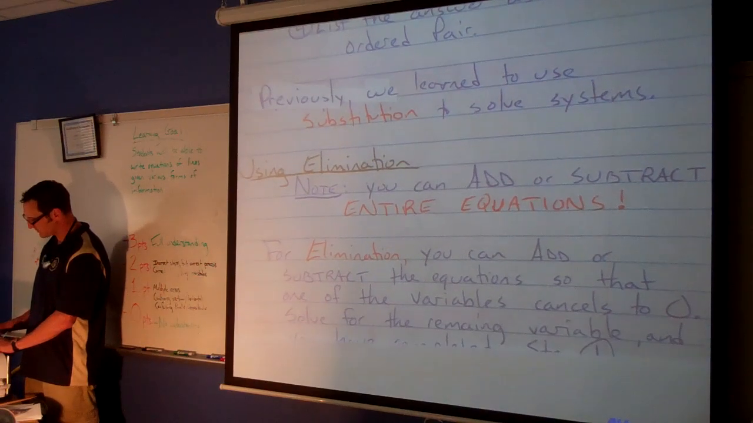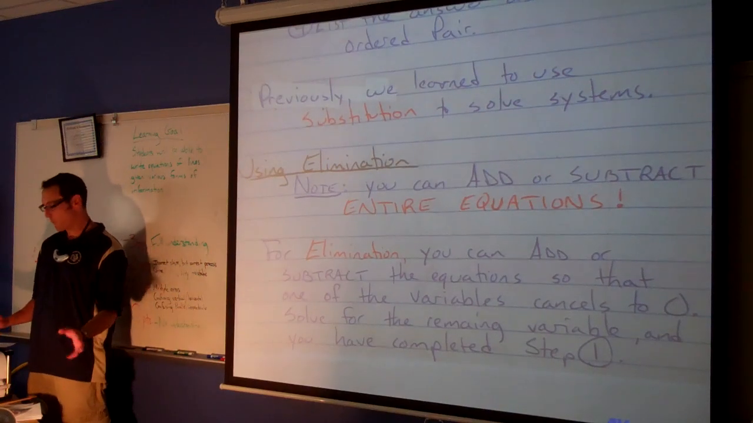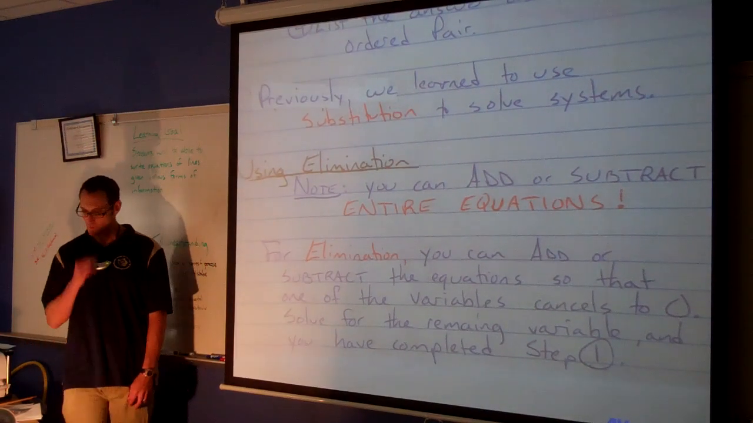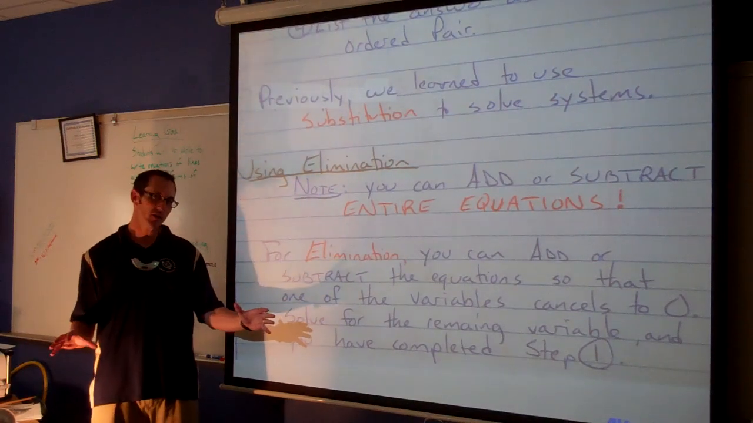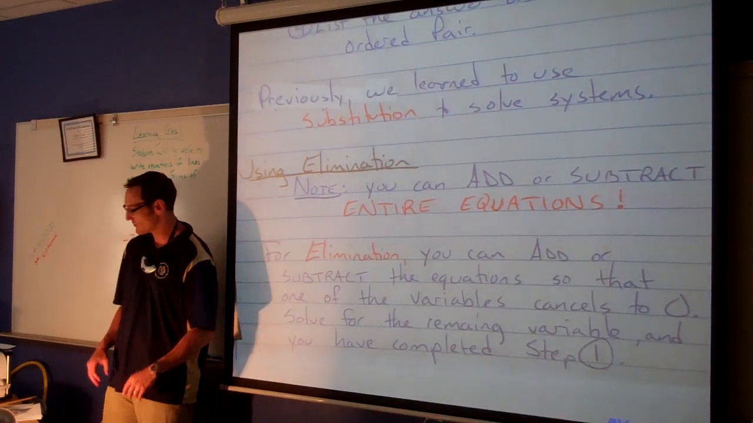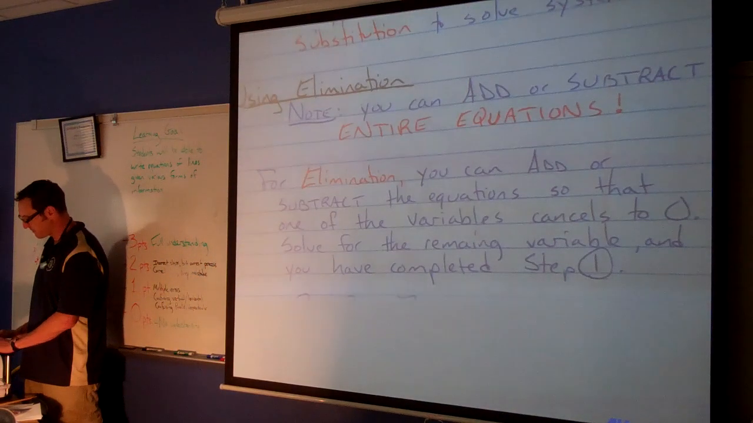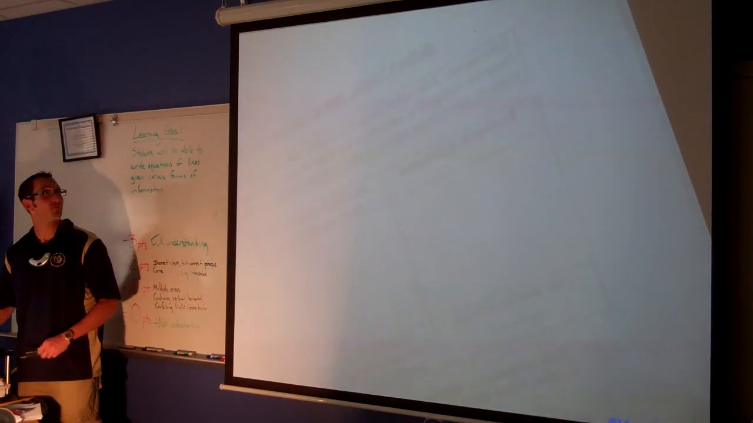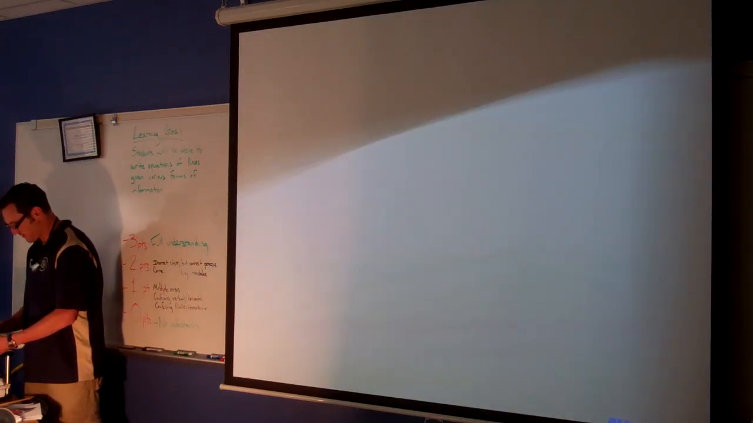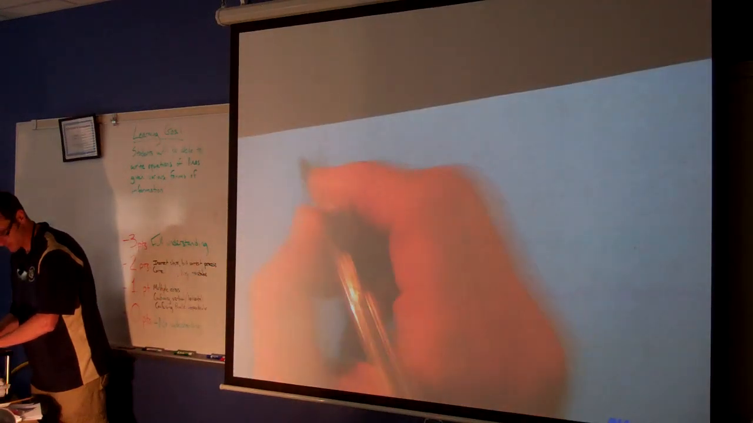Once a variable cancels, you solve for the remaining variable, and you've completed step 1 from the process. So with step 1 in elimination, we can add or subtract entire equations so that a variable cancels completely, and then we can continue on the process to find the value of the variables. So let's get into examples, and I'll show you what we're talking about. Let's start with a first example with a system of equations that should be a little bit easy to handle.